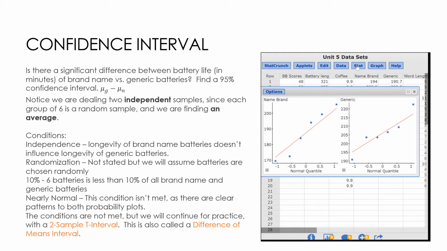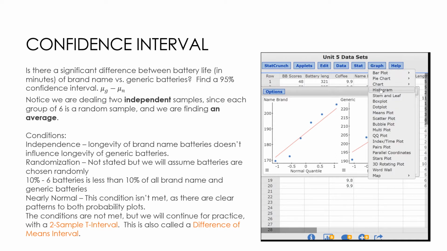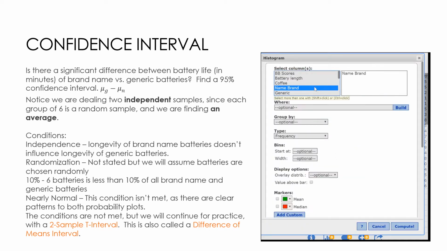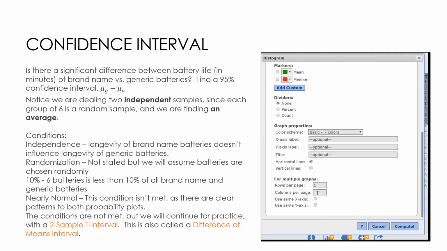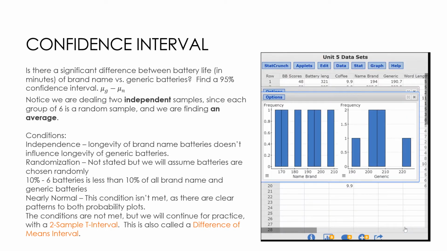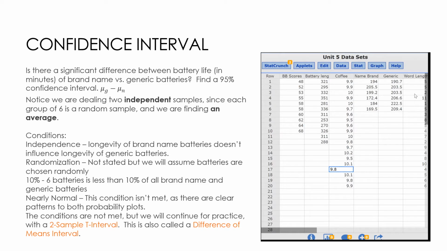Remember, the other way to look at it is to go to graph and then go to histogram, and again choose name brand and generic, and I'm going to again do 2 columns per page just so I don't have to flip back and forth between them. And I'm not liking that either one of these look normal. So in real life we would say, nope, this nearly normal condition is not met and we're not going to continue. But for the sake of practice, we're going to continue anyway. But again, say this were a test question, I would say this condition is not met and therefore we're not going to continue.